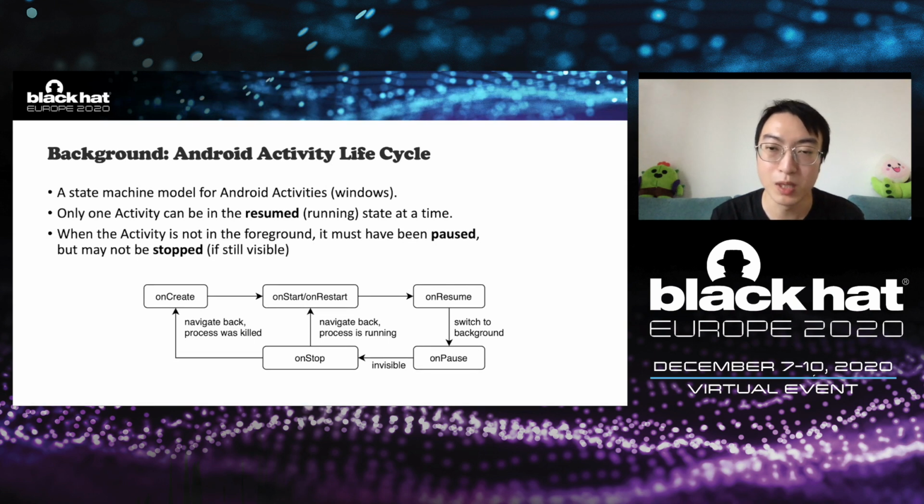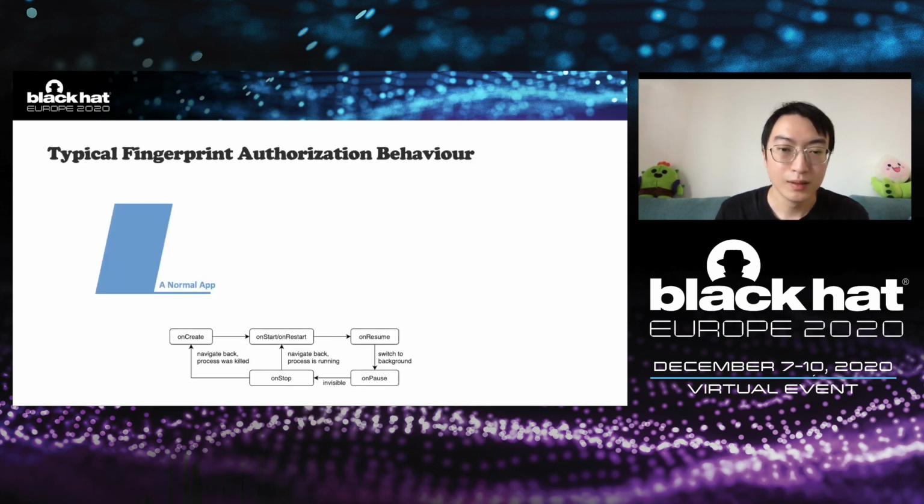Then it will go into the pause state, and if it is invisible, it will finally go into the stop state. Now we have the basic idea of how the activity lifecycle works.